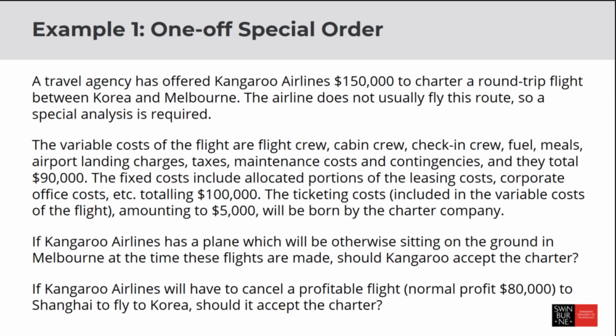The next question: if Kangaroo Airlines will have to cancel a profitable flight, normal profit $80,000, to Shanghai to fly to Korea, should it accept the charter? So the second question here asks you to consider if you have to give up your normal operation, which is the route to fly to Shanghai, to meet the special order requirement. Now let's have a look.